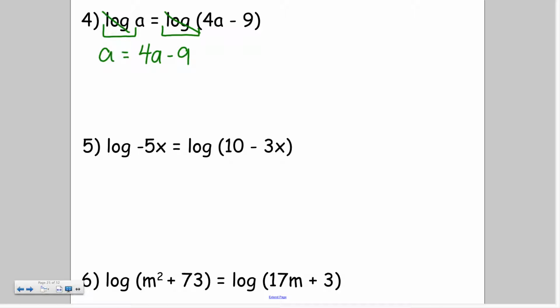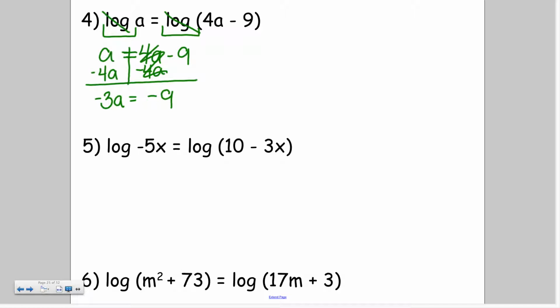All right, I want to get those A's together. So I'm going to subtract the 4A, just because the 9's over here, and I don't want to have to do anything with that 9 and keep moving stuff back and forth. Okay, so A minus 4A is negative 3A. 4A minus 4A cancels out. We're left with negative 9.